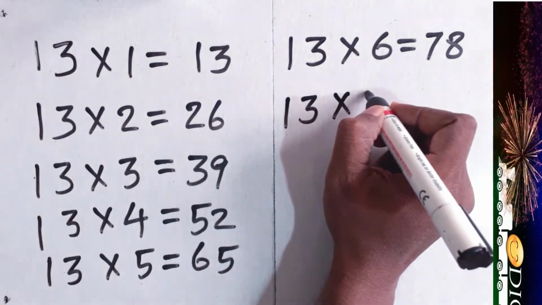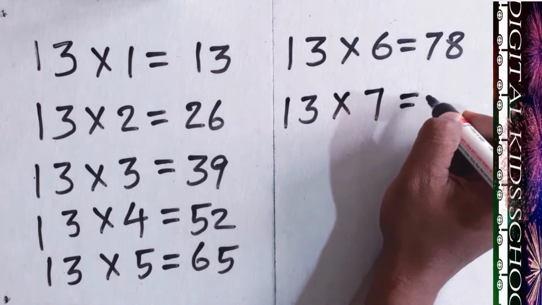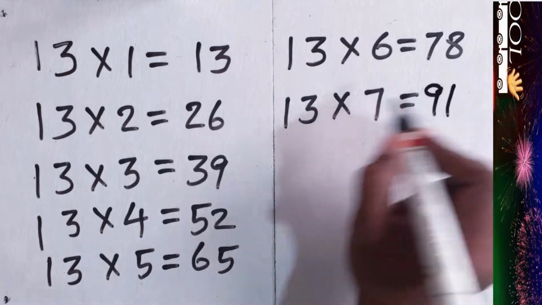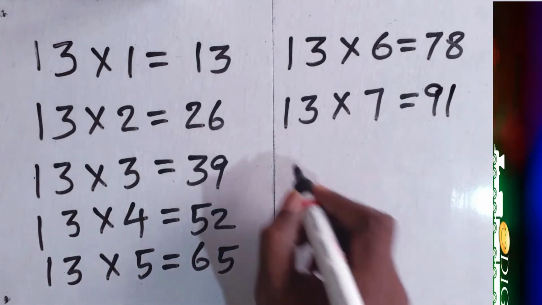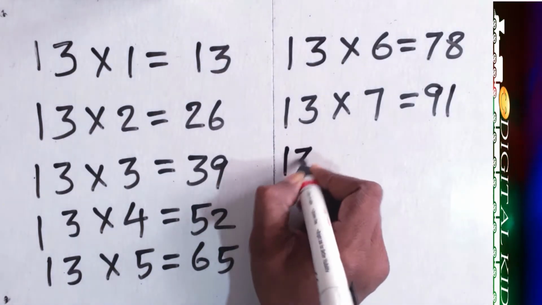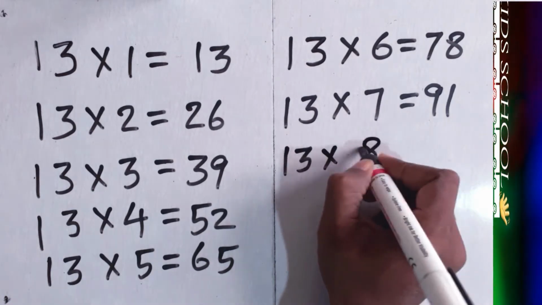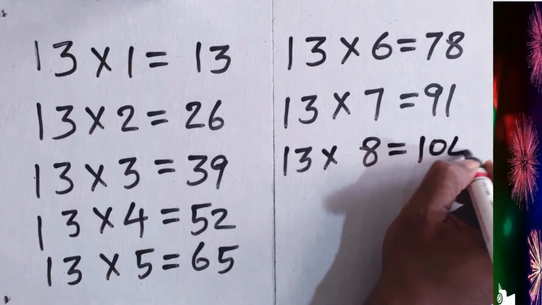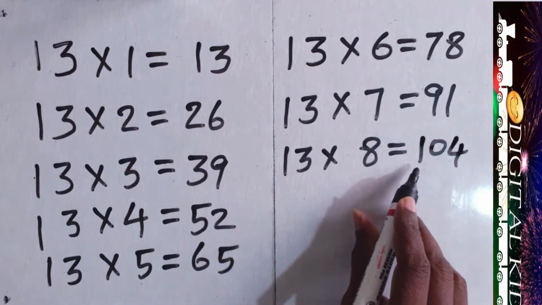13 7. 13 into 7 is equal to 91. 13 7 ja 91. 13 8 ja 104. 13 into 8 is equal to 104.